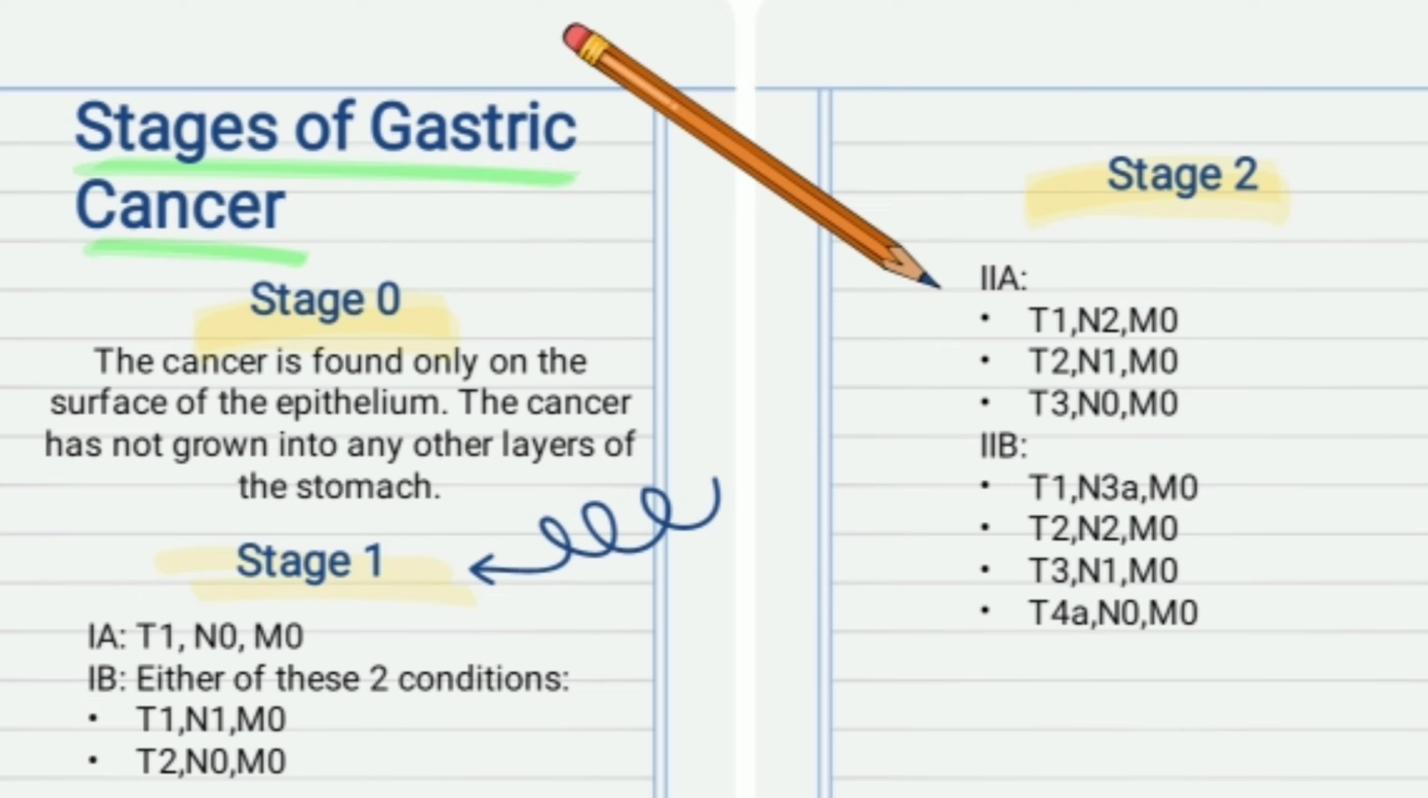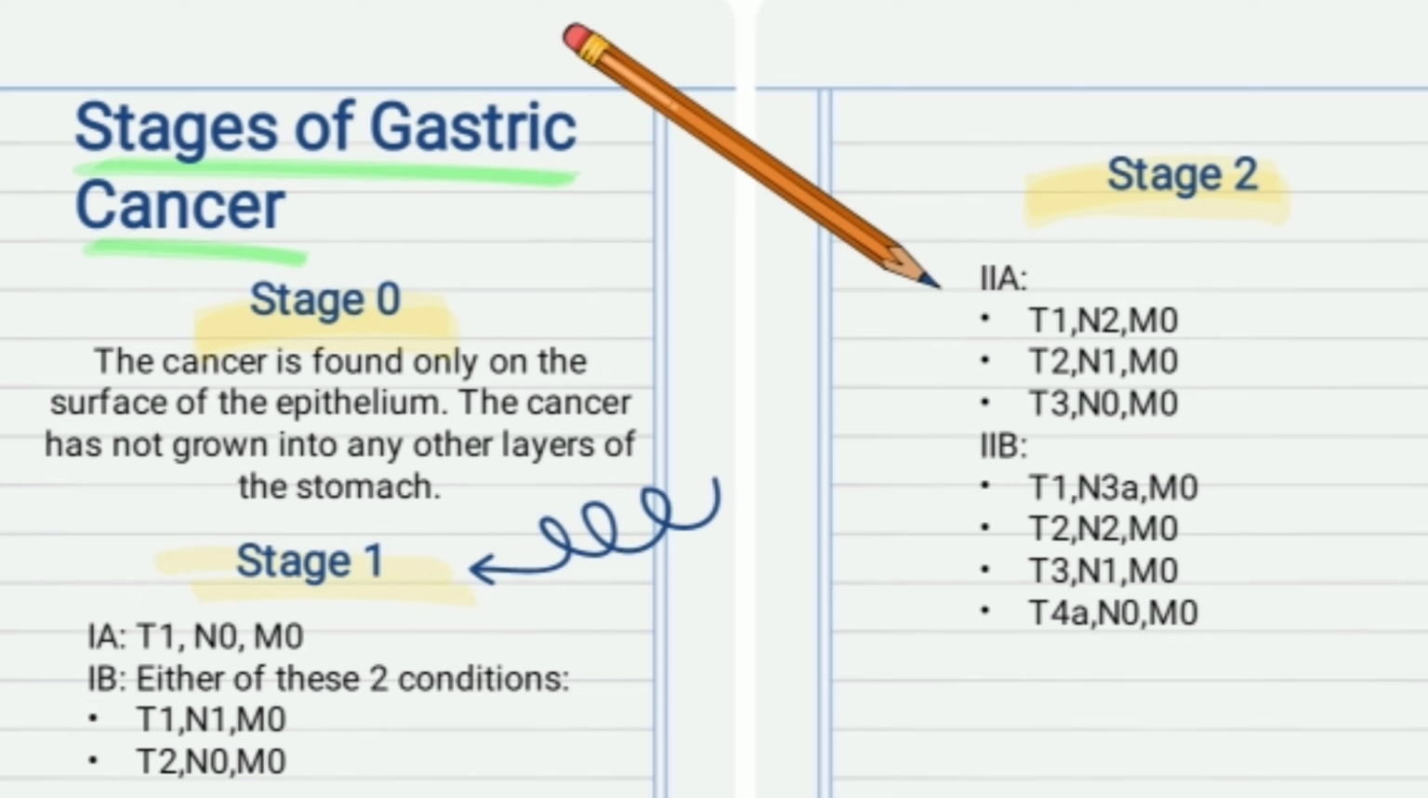First, the T1N1M0, meaning the cancer has grown into the inner layers of the wall of the stomach and it has spread to 1 to 2 lymph nodes but not elsewhere. Next is T2N0M0, meaning the cancer has grown into the outer muscular layers of the wall of the stomach but it has not spread to the lymph nodes or other organs. Next is stage 2. It is also classified into two, the stage 2A and the stage 2B.